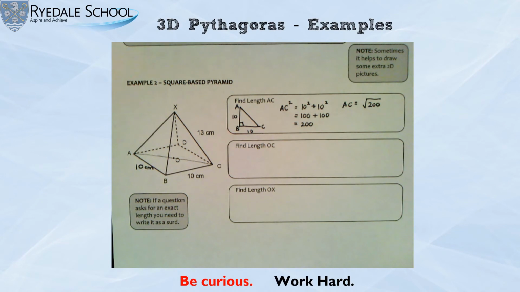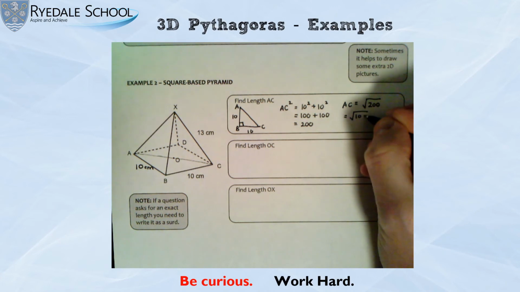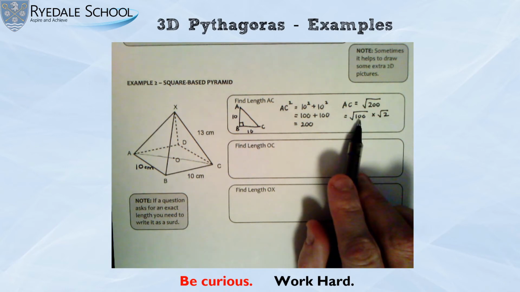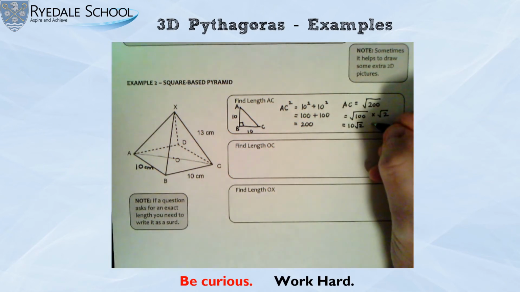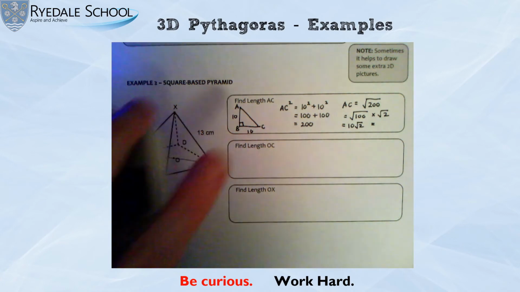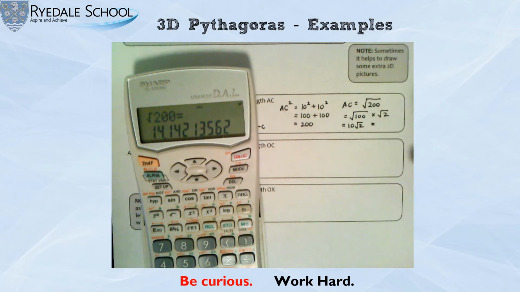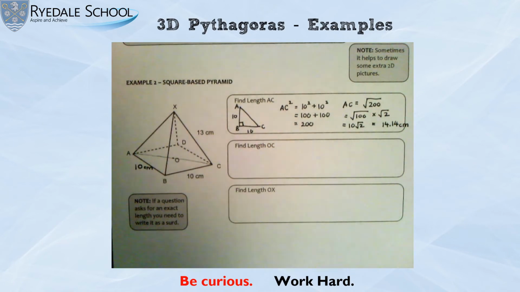Now, there's a couple of opportunities here. If you were asked to do this as a surd, you could simplify that surd, and I'll just quickly do that for those people that understand what I mean by simplifying a surd. It's the square root of 100 times the square root of 2. Remember, when you simplify a surd, you're looking for a square number factor. So I could write it as 10 root 2, or if you prefer using decimals, square root of 200 is 14.14 to 2 decimal places. Okay, so that would be finding length AC.